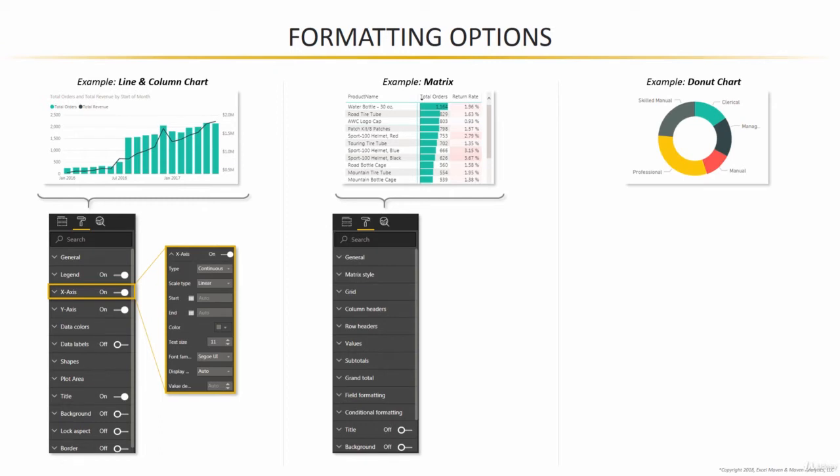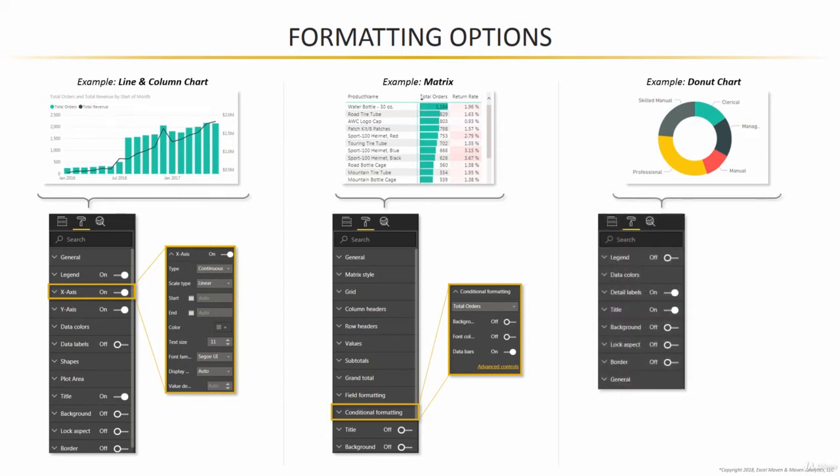Now you've got matrix style options, grid options, column and row headers, subtotals, grand totals, conditional formats. So that conditional formatting field is one of the more interesting ones here. That allows you to do things like add colored backgrounds, or change the font color, or add data bars dynamically to draw attention to high or low values as a visual indicator, similar to how we used the color saturation option in our bar chart.